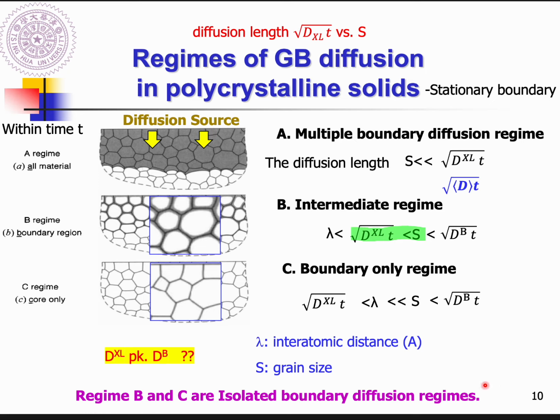And also, as you read in your textbook, they highlight that regions B and C are isolated boundary diffusion regions. Isolated boundary, what does this mean? This means that when you want to estimate the concentration of diffusing atoms inside the grain, you only need to consider one diffusion source, the nearest diffusion source. You don't need to consider many diffusion sources. So isolated means you only consider the one nearest diffusion source, the grain boundary.